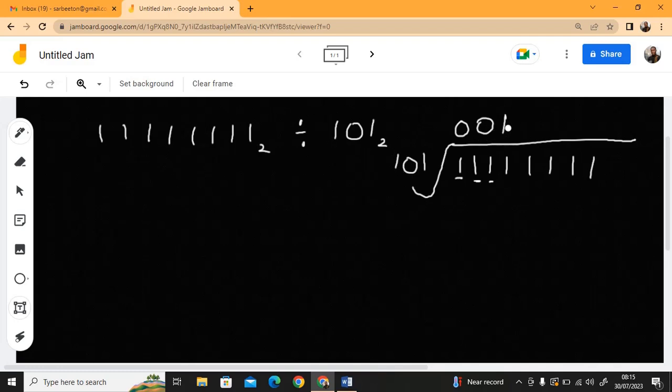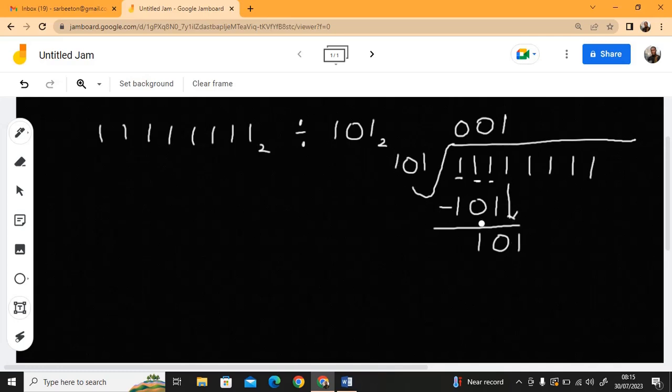So 1, 0, 1 times 1 is 1, 0, 1. So you are going to minus here now. Now, you know that 1 minus 1 is 0, Abi. 1 minus 0 is 1. You don't need this one. 1 minus 1 is 0. So you don't need this. Now, what you are going to do is bring this one down.